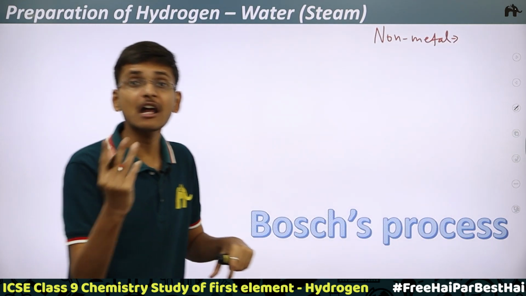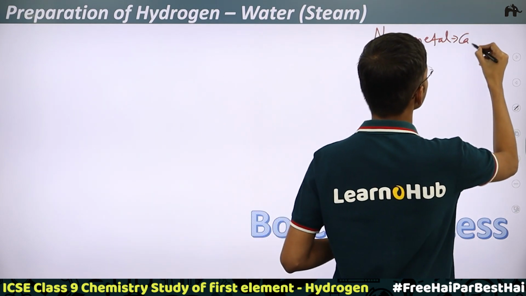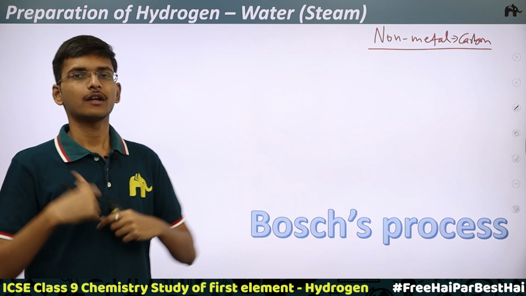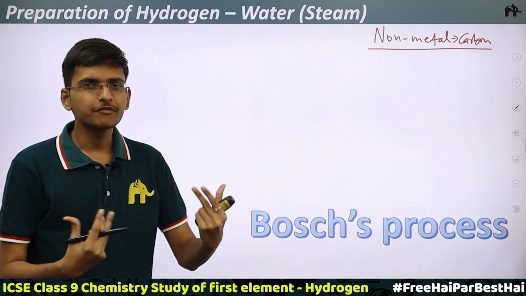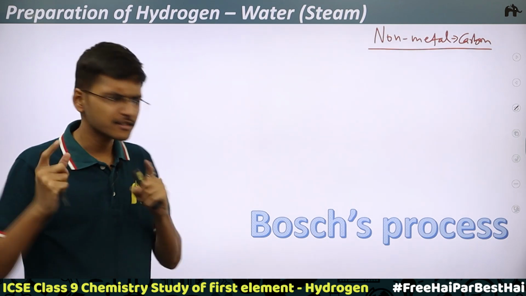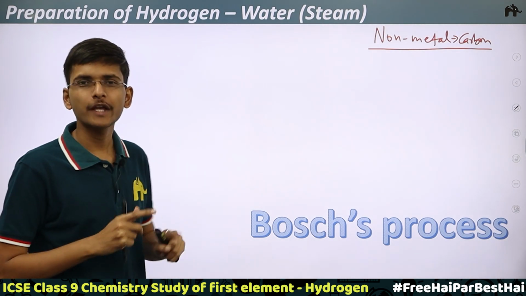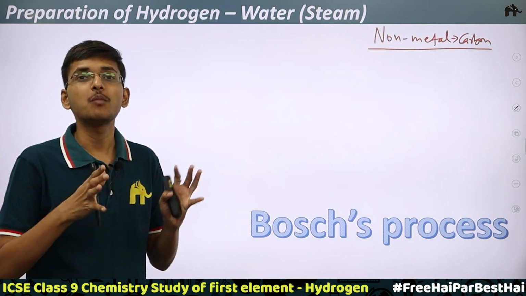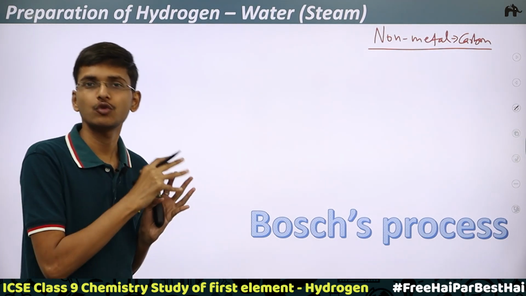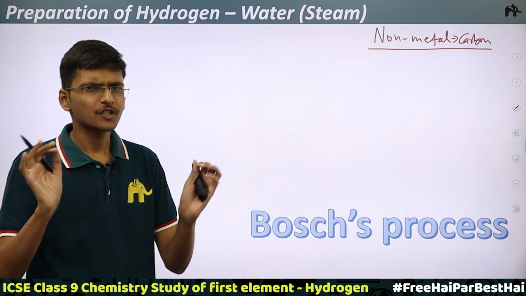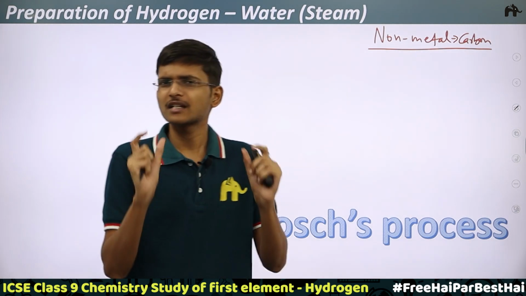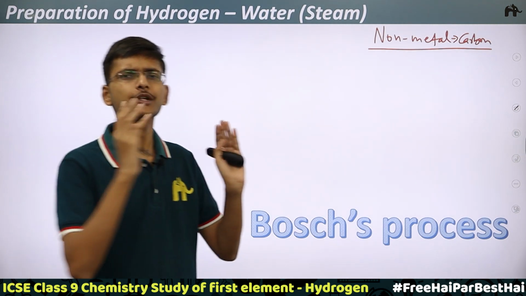Now let's see the reaction of steam with a non-metal, and here we are going to see the reaction of steam with carbon. In this reaction, where the carbon is reacting with steam, we produce hydrogen, and this process is called the Bosch process. We are going to see how this Bosch process works and how we get hydrogen through it. So you have got a fair idea: we are going to take carbon and steam, and we are going to produce hydrogen.